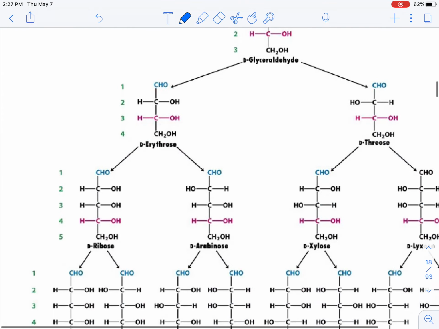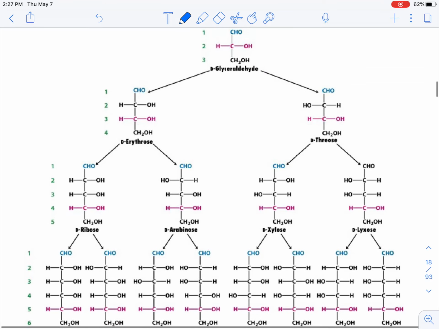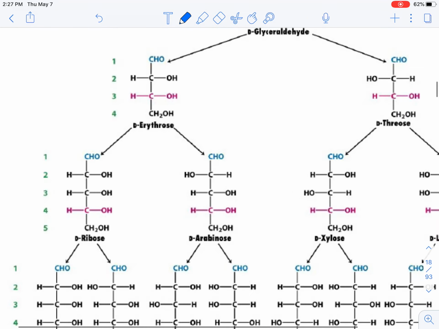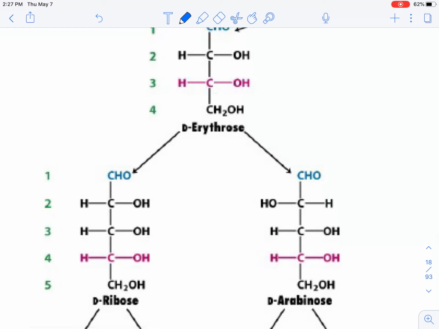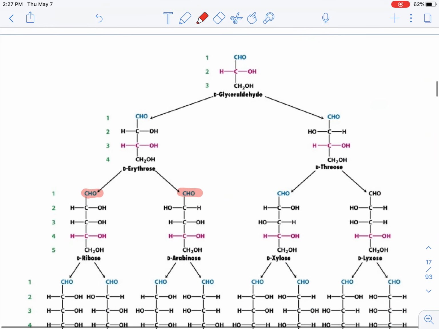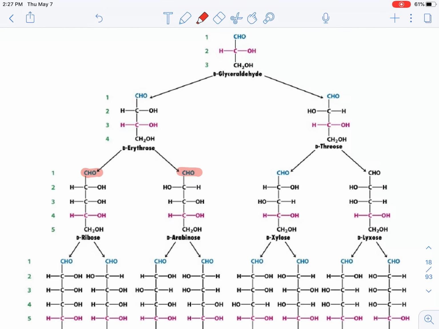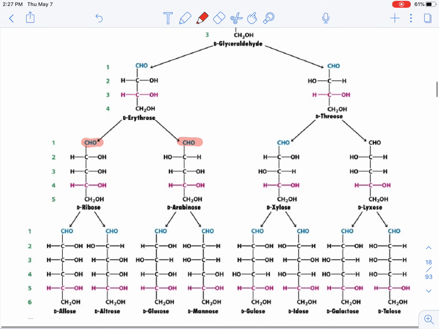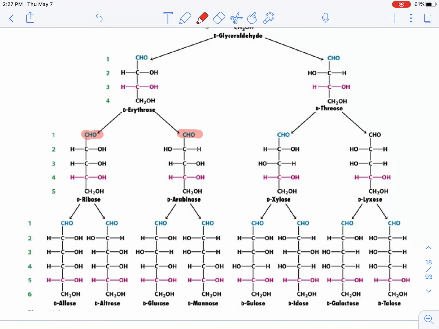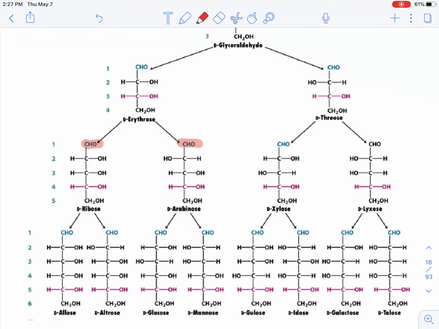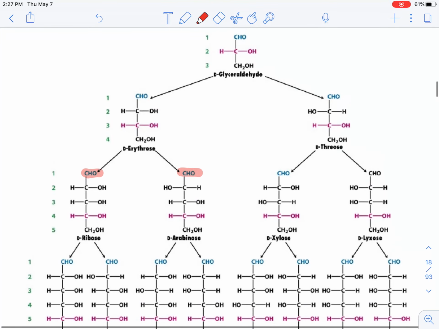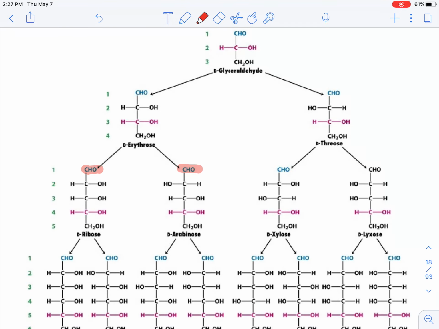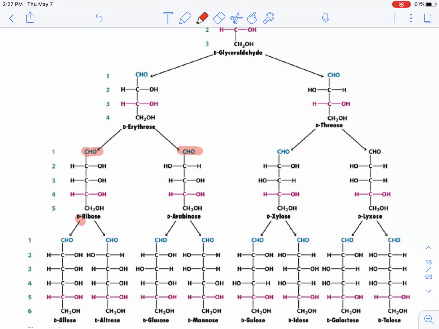This slide right here just represents the different types of aldehydes. Remember that CHO is an abbreviation for our aldehydes. We can have an aldotriose, an aldotetrose, an aldopentose, and an aldohexose. In each and every one of those specific classifications, the names of the actual sugars are very specific.